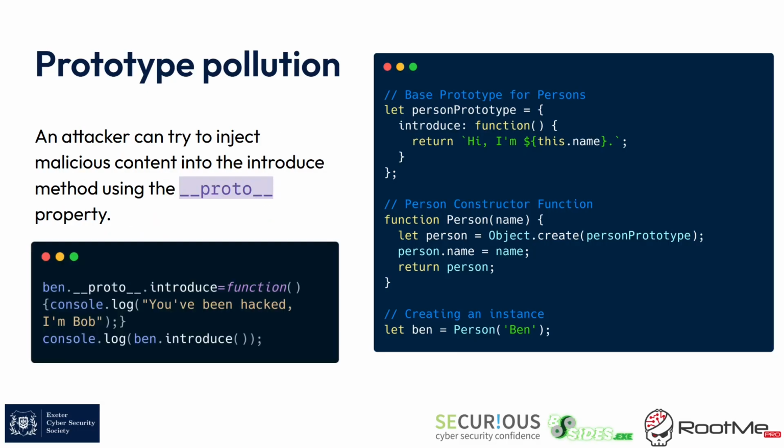Yeah. So prototype pollution works because an attacker might try to inject malicious content into the introduce method using the __proto__ property. The double underscore proto property is an inbuilt JavaScript property that you can actually use to access an object's prototype in real time.